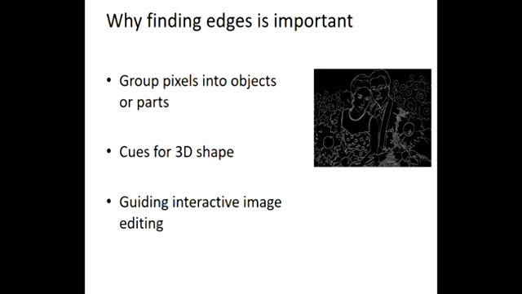So finding edges has many applications. One is that you might want to try to group pixels into objects or parts. For example, if you want to try to remove somebody from a picture, or you want to recolor a particular part of the image in a graphics application. Or you might just want to know which pixels correspond to a particular object. Also, edges can be very good cues for 3D shapes. One example is that we can usually interpret line drawings really well. I'm sure you've seen line drawings before, and they make sense to us even though all they're telling us is some edge information. And they can also guide interactive image editing.